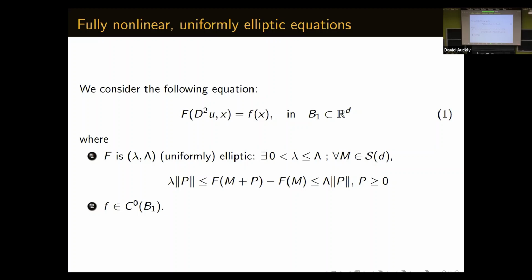In particular, if you have an equation with measurable bounded coefficients in which those coefficients are given in terms of a matrix, you can say that this is equivalent to saying that the eigenvalues of the coefficient matrix are all in between lambda and capital Lambda.